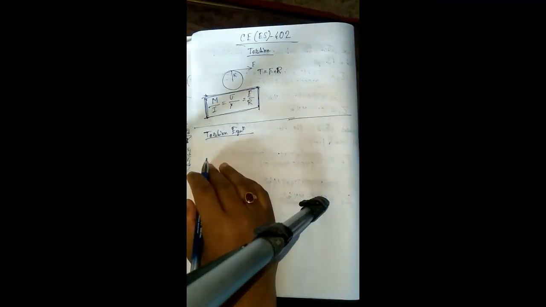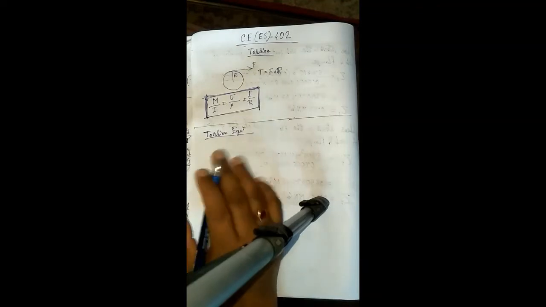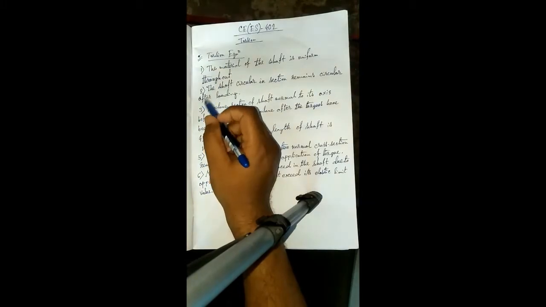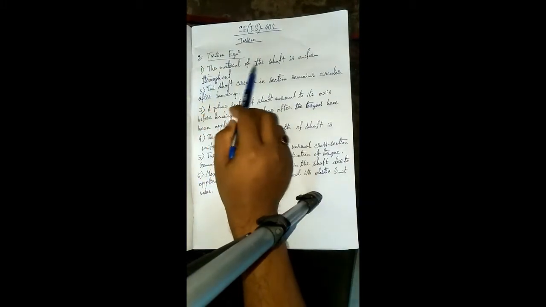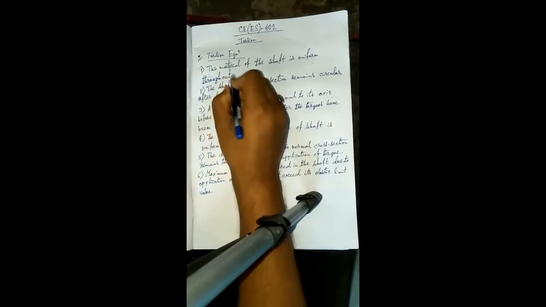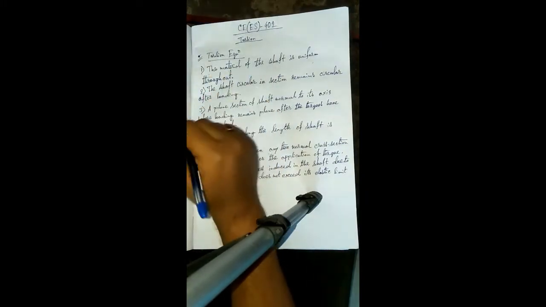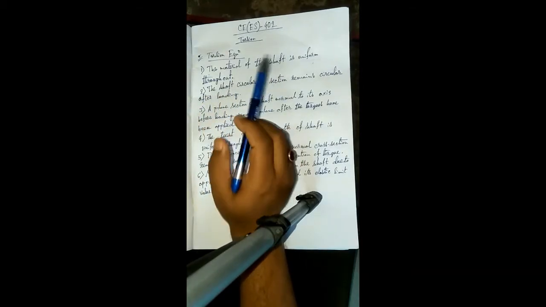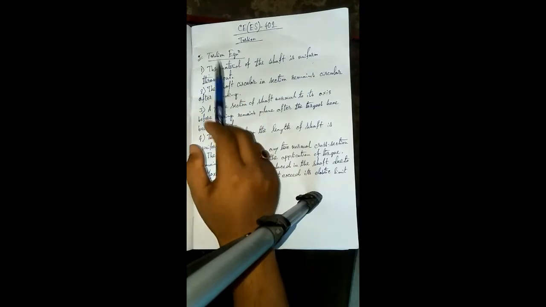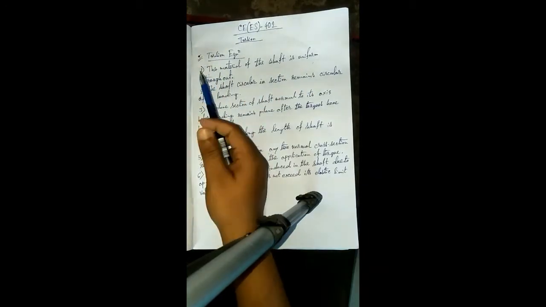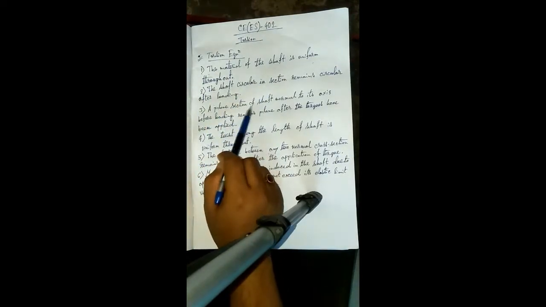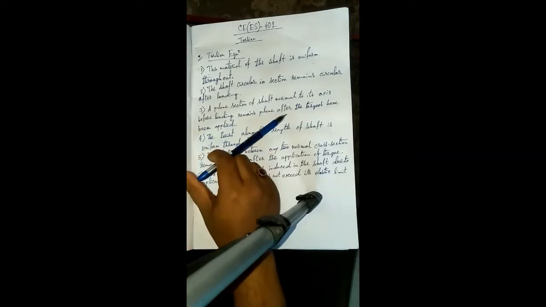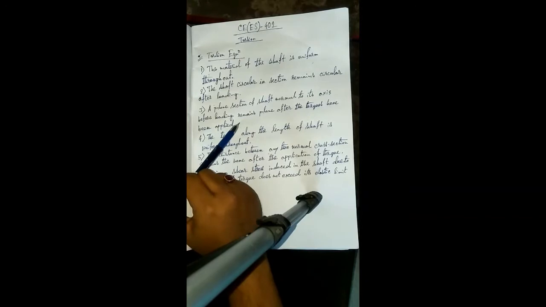This torsion equation is based on some assumptions. The assumptions of the torsion equation: first, the material of the shaft is uniform throughout, that means throughout the shaft there is no change in density. Second, the shaft, circular in section, that means the cross section, remains circular after loading, that is after applying the twisting moment. Third, a plane section of the shaft normal to its axis before loading remains plane after the torques have been applied.